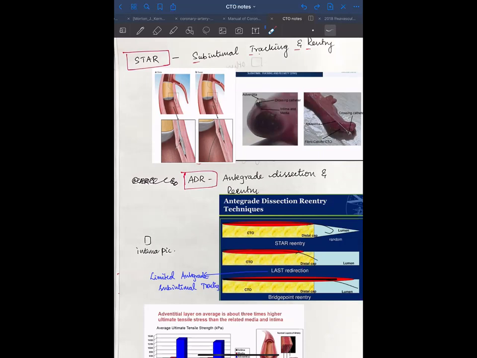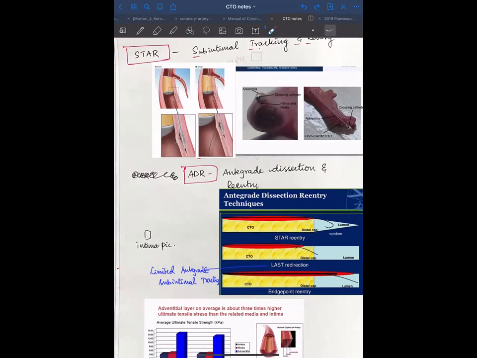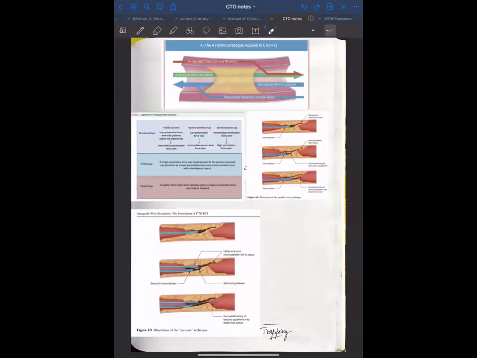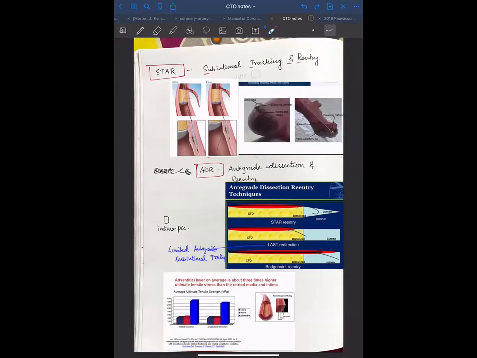Then the other point is bridge point entry. In these two, you start off with the subintimal space before the CTO starts. In bridge point re-entry, which is hardly ever done now, you start in between the CTO to go into the subintimal space, and again come back into the distal lumen. In these two techniques, you enter into the true lumen, but in LAST, we enter into the CTO back after circumventing any problem should there be one.